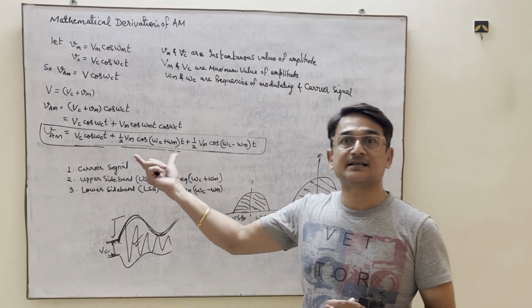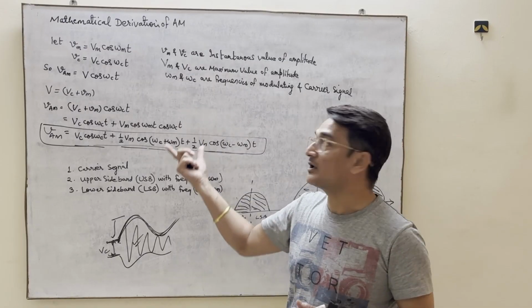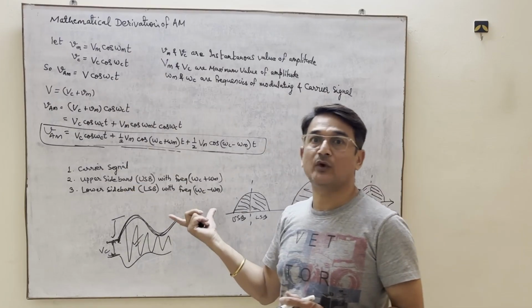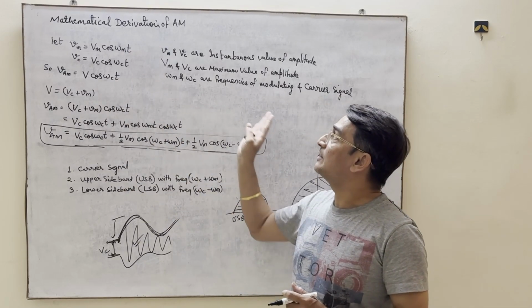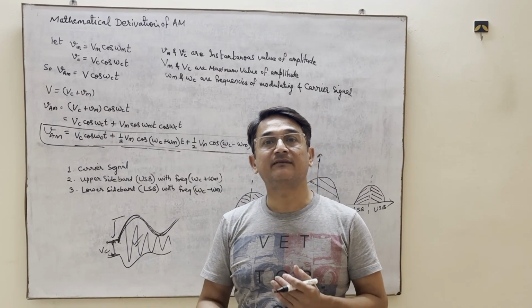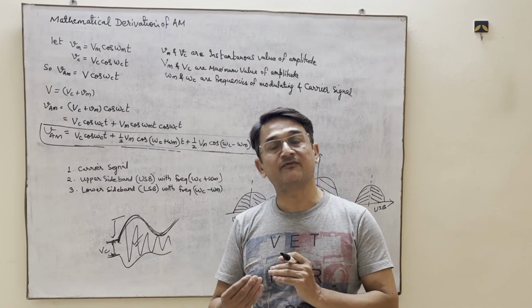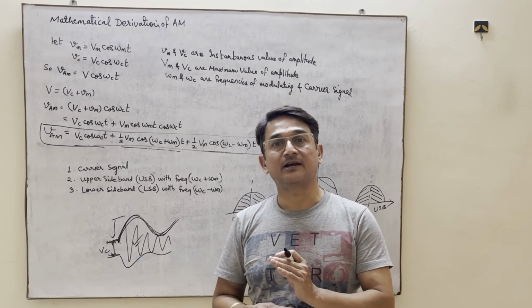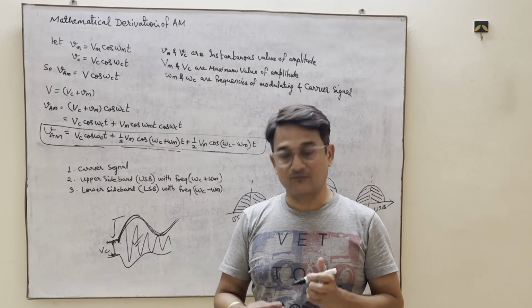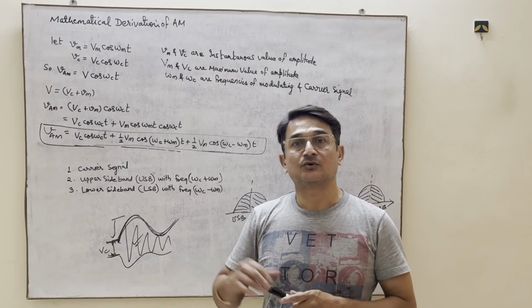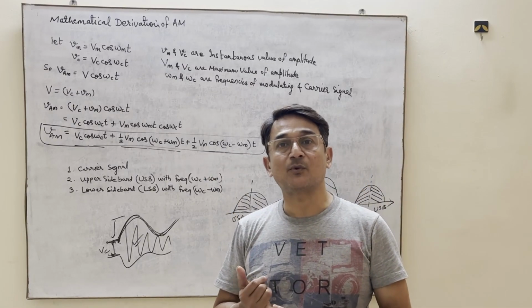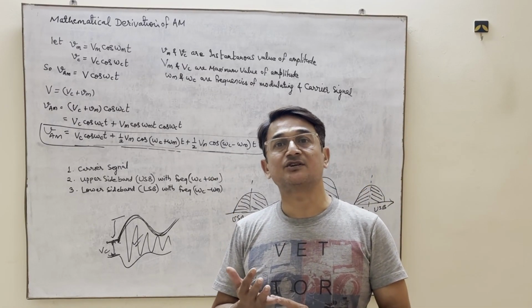So if they ask in the exam the mathematical representation of AM, you have to derive it in this way. I hope you understand the concept of AM, which has three components. Now in the next video we will discuss the concepts of DSB and SSB, that is double sideband and single sideband. Moreover, we will also discuss the modulation index of the amplitude modulated signal. So I hope in this video you have understood the concept of modulation, need of modulation, as well as the mathematical representation of the AM signal.